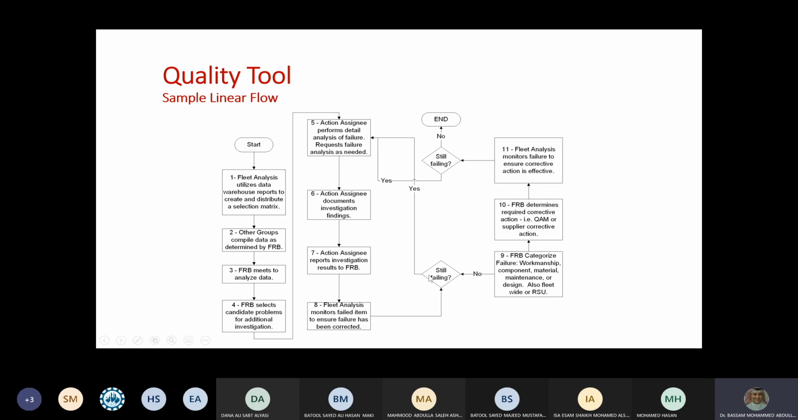Now, it could be that it's not failing, and things are better. So now you need to go to number 9.